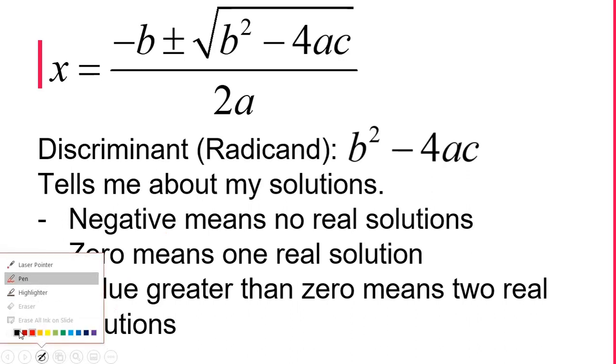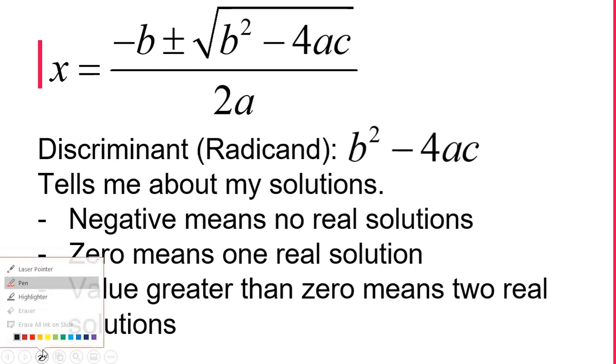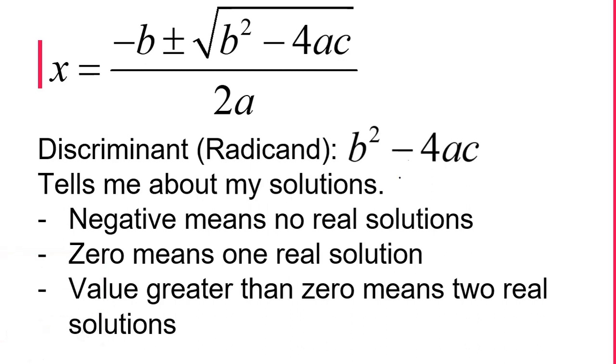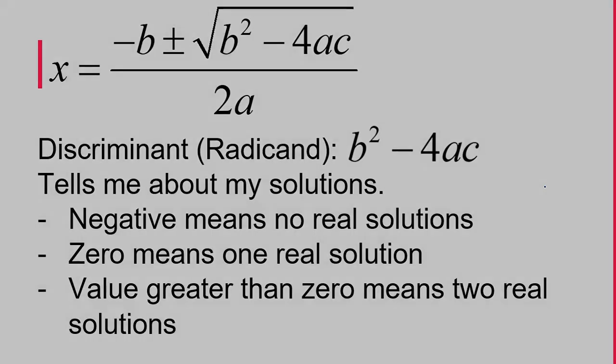Now, you're probably thinking that means I don't have to solve, right, Marsh? No, that means you're looking for imaginaries. You're looking for some i's to start showing up, okay? 0 for a discriminant means you're going to have one real solution. And if the value is greater than 0, that means you have 2 real solutions. When I say real, that means no i's, no imaginary numbers. Okay? So the discriminant tells us how many solutions we're going to have.